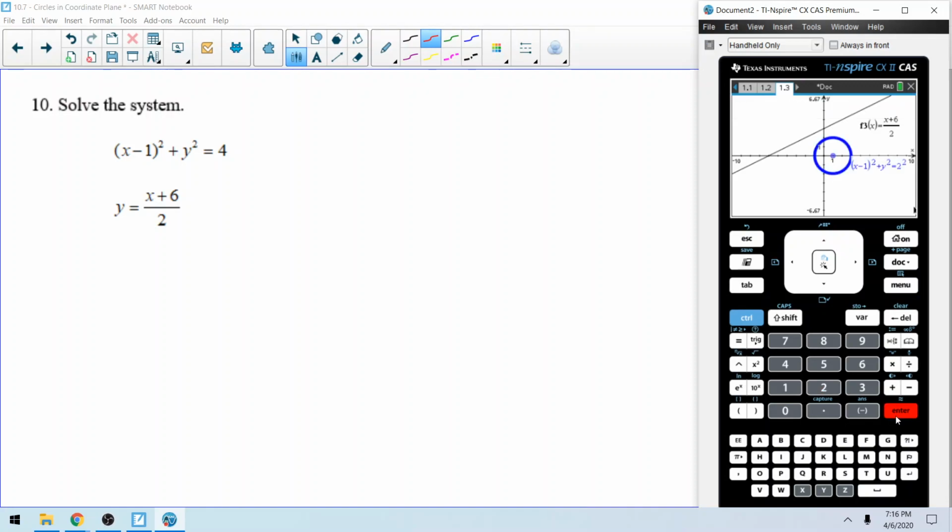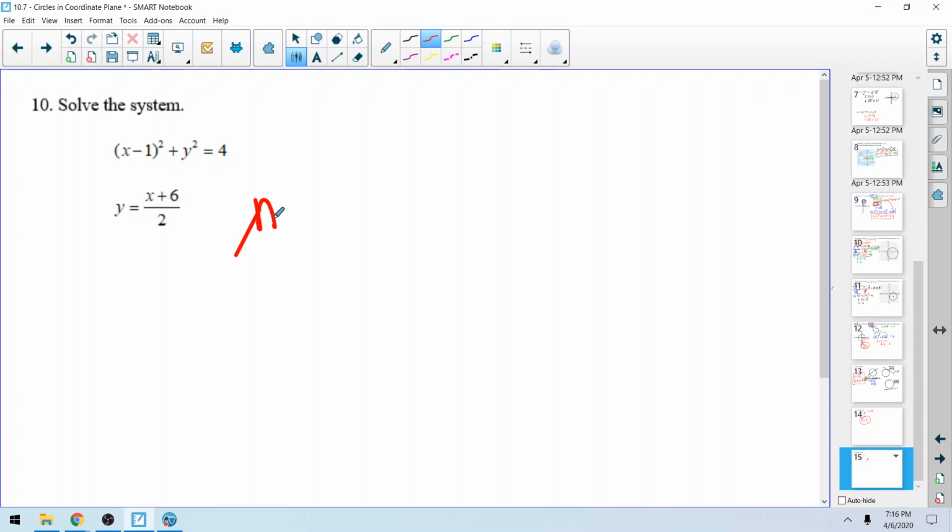Enter. What do you notice? They don't touch at all. So back here, no solution.